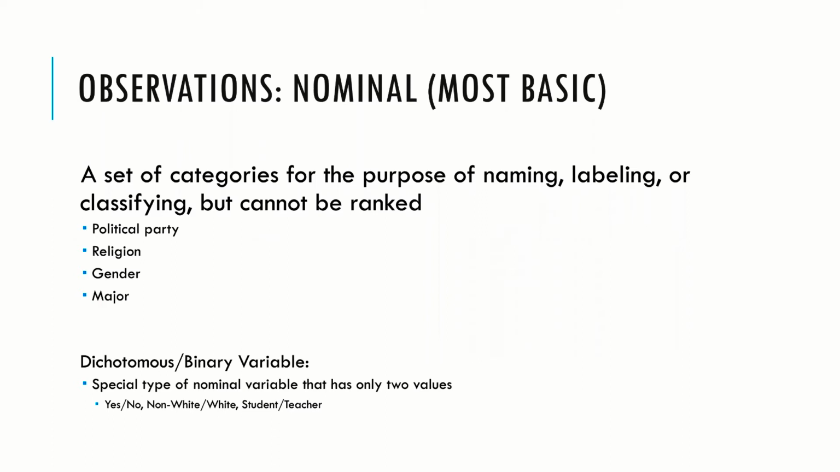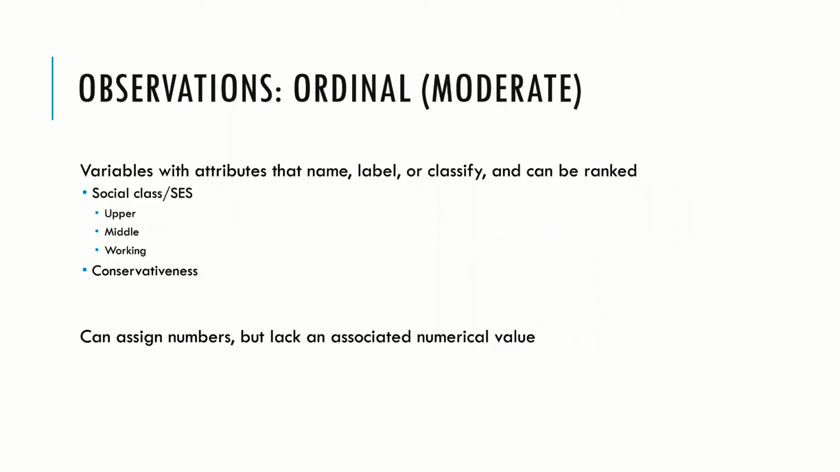So things like race, that's another nominal variable I have here. Gender and sex, those are nominal variables. Again, you can't rank order them. The next most sophisticated, or the moderate level of measurement, is ordinal measures.